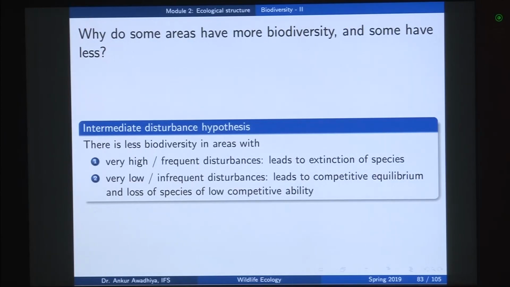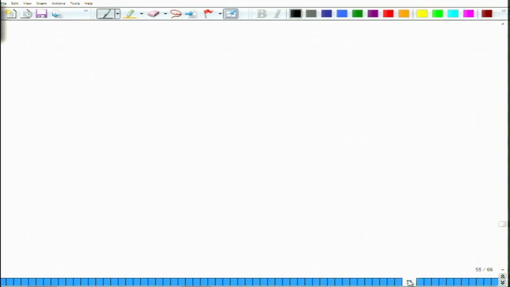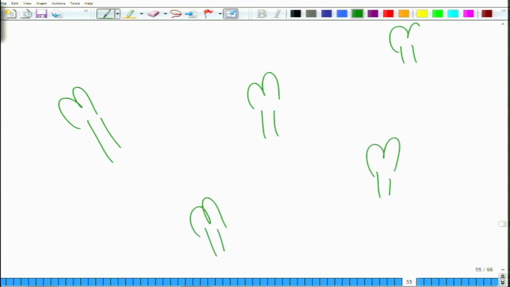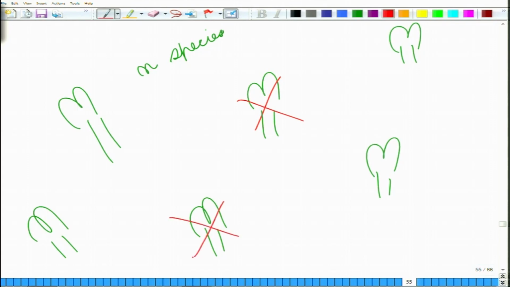Now, another good example of intermediate level disturbance is if you have an area that is only full of trees. In this area there would be say n number of species. Now, if you create some amount of disturbance by say chopping off a few trees, so these two trees are taken off, what happens is that the ground level, which was earlier not receiving any sunlight because the area was all full of trees, now has some pockets in which sunlight is reaching the ground.